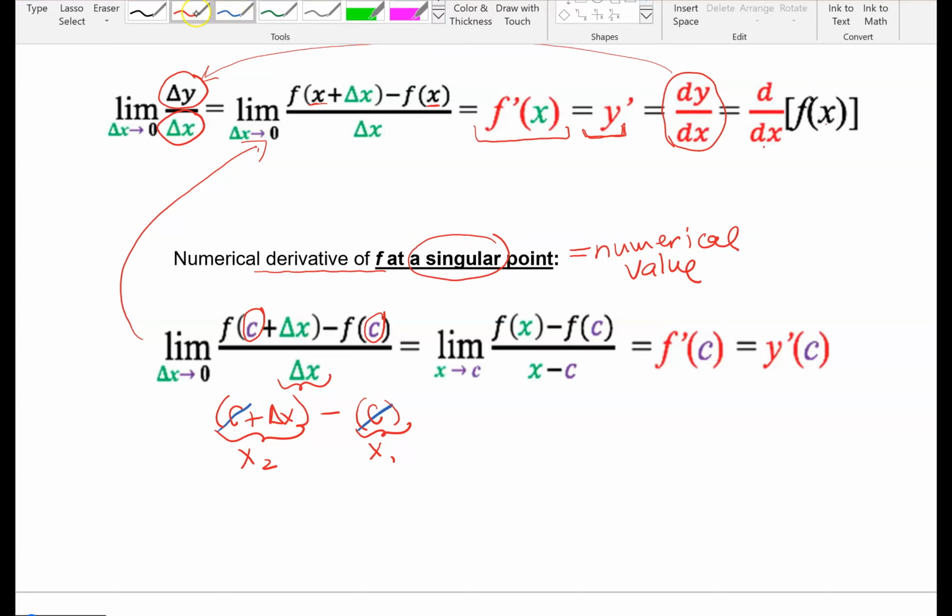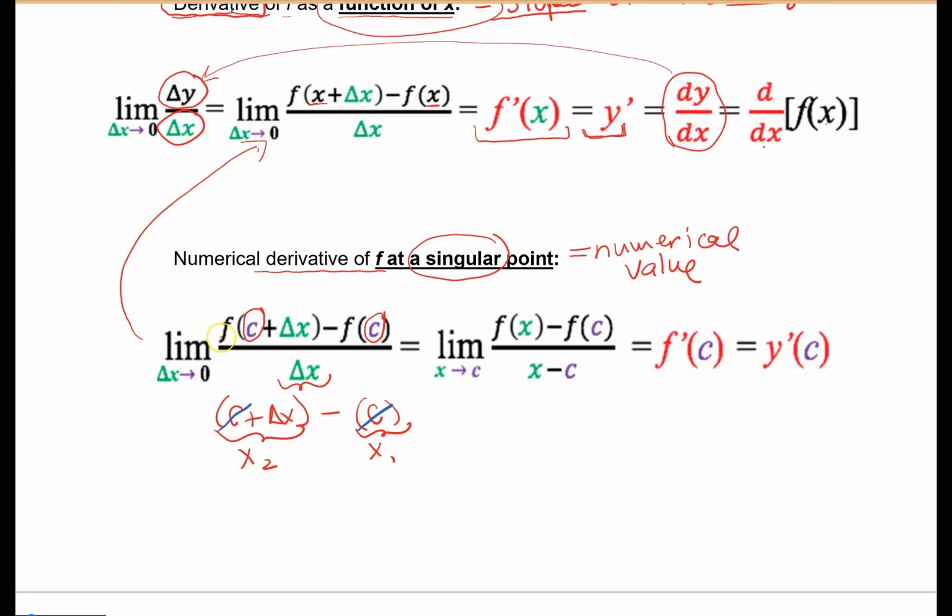So you never plug anything in for that except 0 when you're toward the end of your limit. But if you plug in c for x, you're basically locating a singular point on the graph, and what you're finding is f prime of c. This, of course, is the easier way to do that, and it's doing the same thing. It's taking two y values, y2 minus y1 over x2 minus x1, right? Slope of a secant line, but it's taking the limit of that as x approaches c.